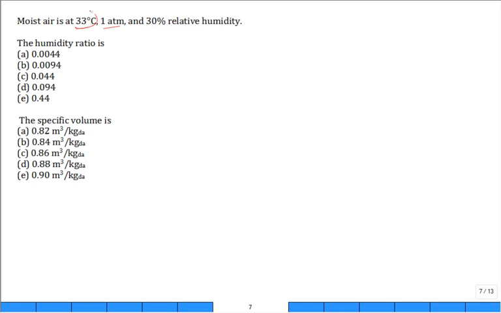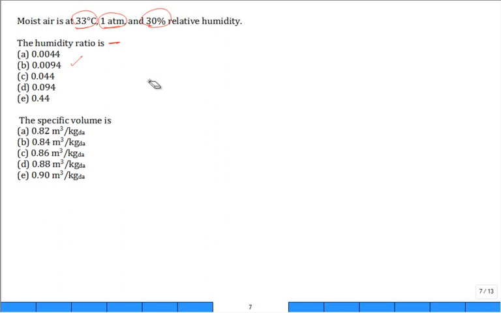So 33 degrees C, 1 atm, 30% relative humidity. What is the humidity ratio? Can you find it on your chart? Yes, sir. D. Let's see if we have some concurrence. Let's let everybody find it. It's B? Is B? All right, it's B. It's a little tricky on those digits, isn't it?